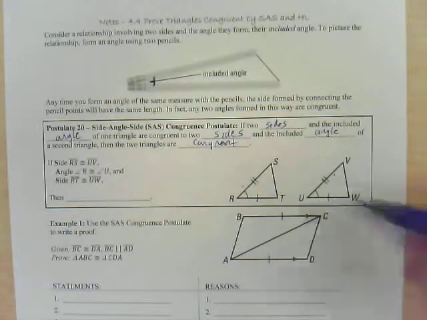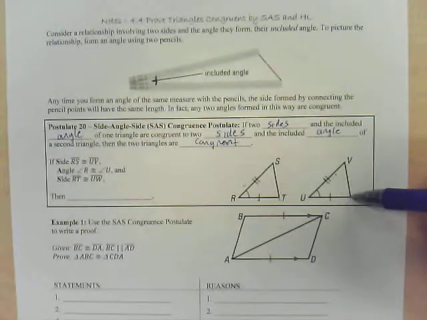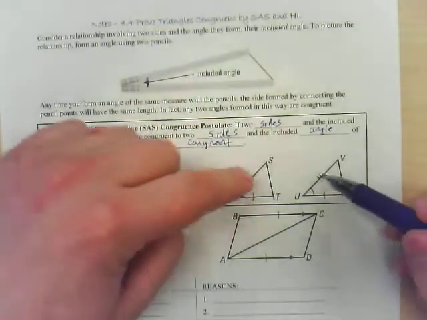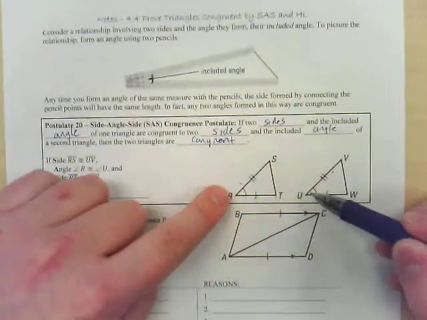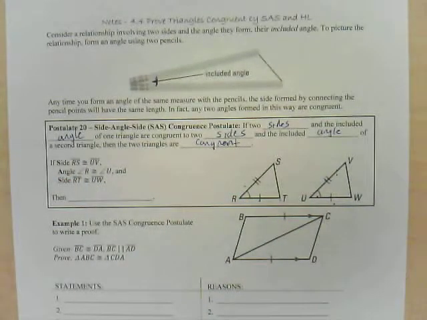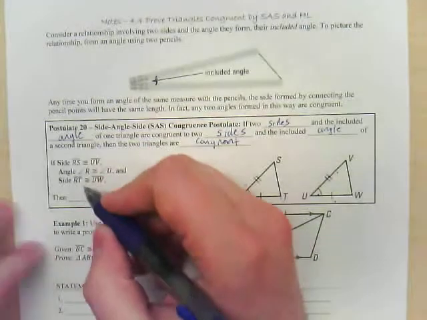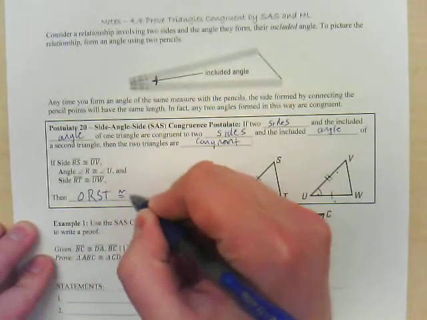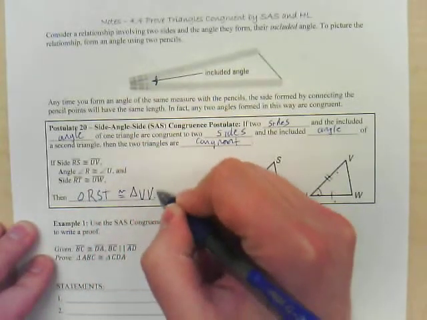So we don't actually need to find that these two sides are congruent to each other. We don't need to find anything about these angles. If we have this set of sides and this set of sides and then the included angle between them, that will force everything else in the triangle to be congruent as well. So if we have all of that, then we can say that triangle RST is congruent to triangle UVW.